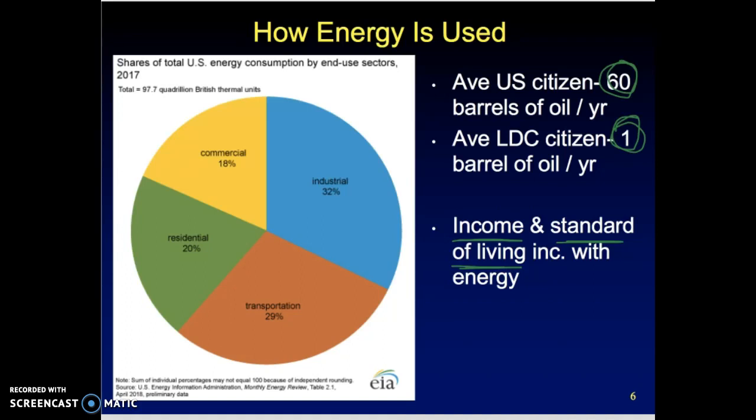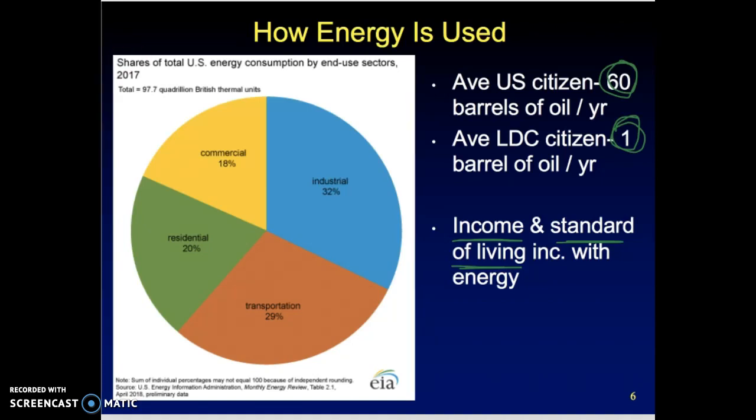As I get more income, I can afford more energy. More energy means I can do more things. I can improve my standard of living. I can improve my economy, etc. So those things all kind of work together hand in hand when we look at energy consumption. So this is a concern when we look at developing countries.